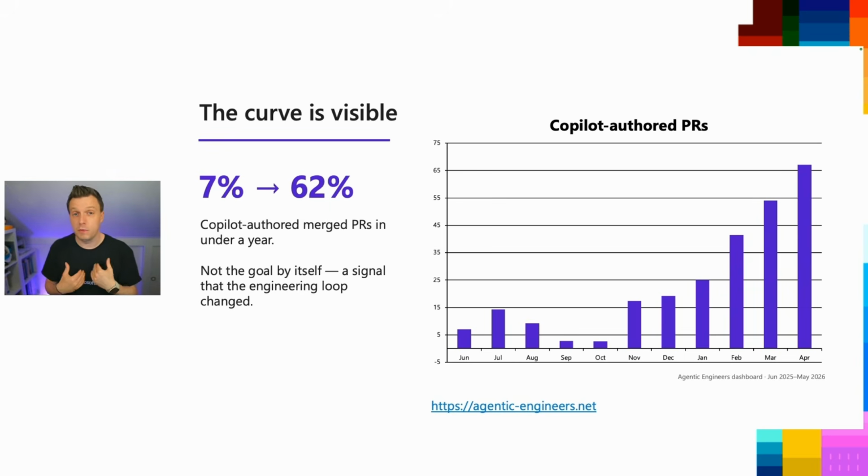That is, at least for me, kind of like the turning point, and I think for the rest of our team as well. November, December, January, February, March, April. April was like our high point so far. And we have gone from 7% to 62% Copilot authored merged PRs in under a year, right? It's crazy. That allows us to bring value to you so much faster.